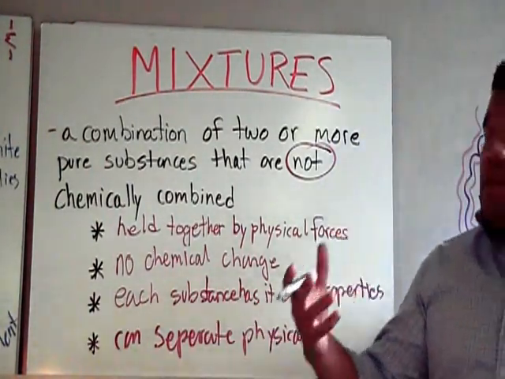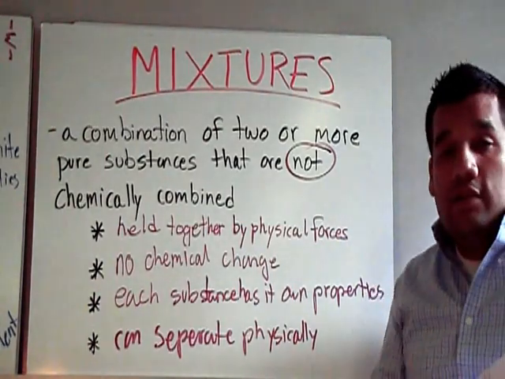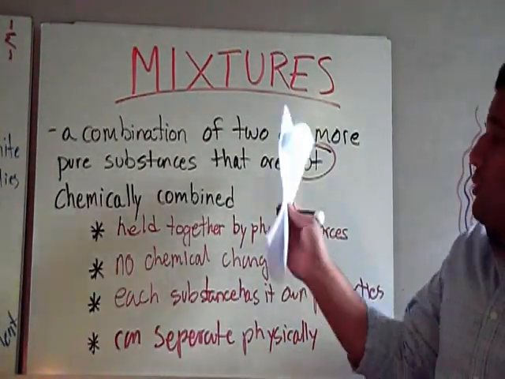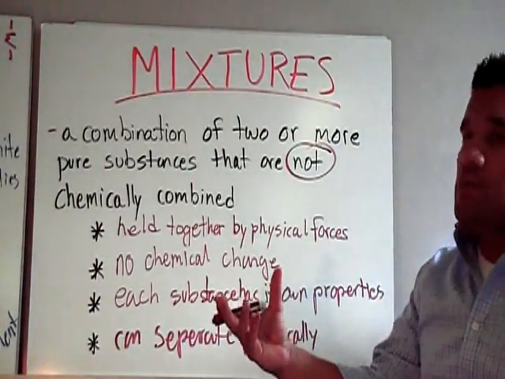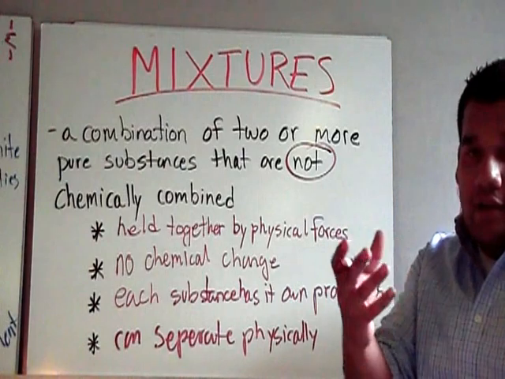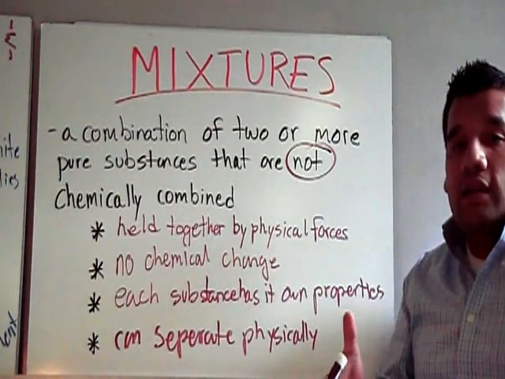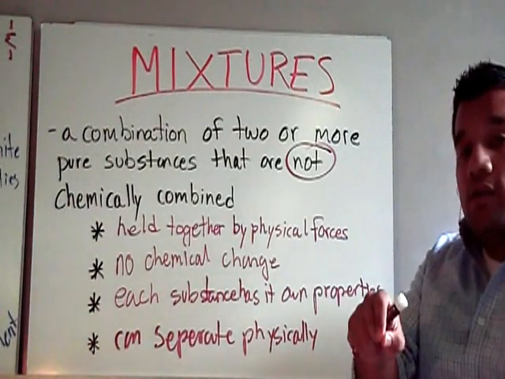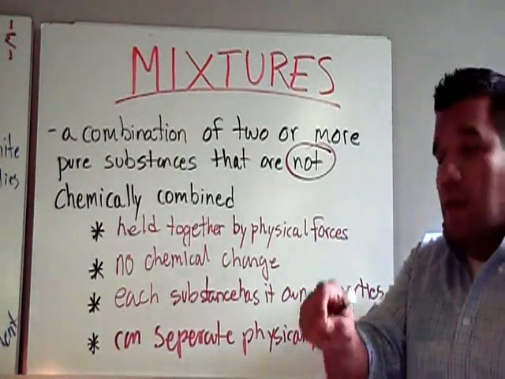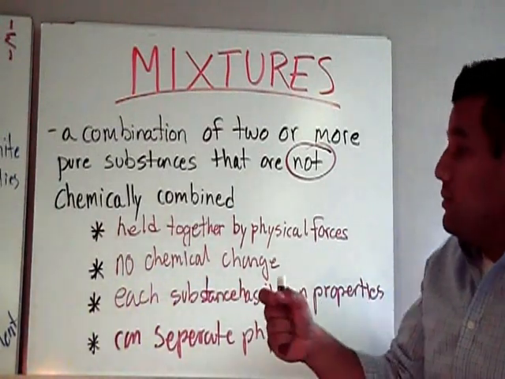So let's think of an example. Let's think of a salad. Would you say a salad is a mixture? Two or more pure substances. We have lettuce, that's a pure substance. Onion, another pure substance. Tomatoes, carrots. We mix that all together, we have a salad. We have something new. But we can still pick out all the separate parts. We can pick out the lettuce, the tomatoes, the onions, the carrots.